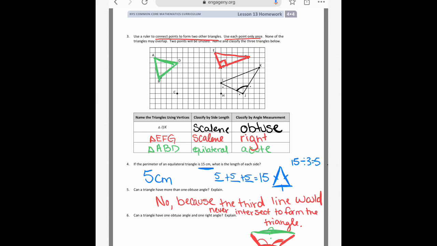Last one says, can a triangle have one obtuse angle and one right angle? Well, let's see. Okay, let's draw a picture again. Obtuse, right. They don't touch because going away from it, they've got to come together at an acute angle in order for the sides to touch to become a triangle. It could be a different shape, but not a triangle. Say no, the third line wouldn't connect.